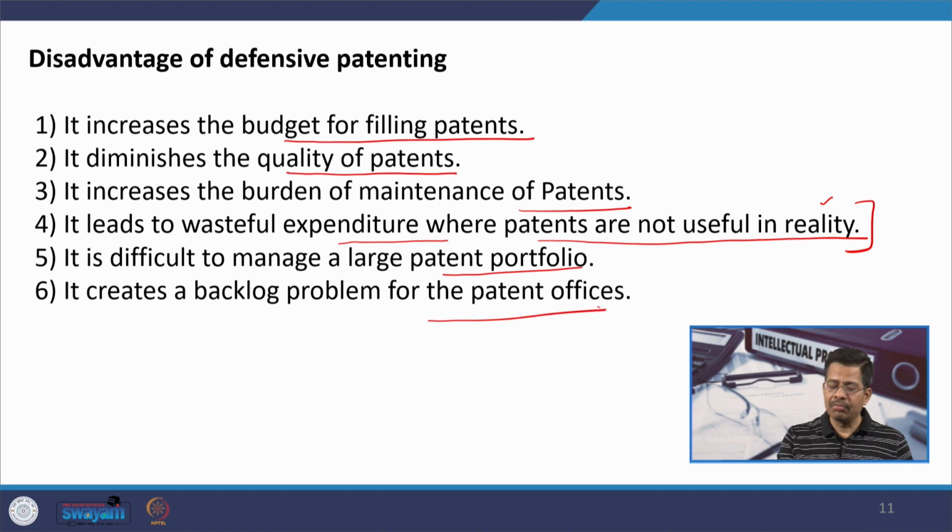And when you are filing more and more defensive patents, it is not a challenge for you only, but it creates a challenge for your country's patent office also, because the number of applications and the backlog start increasing. More applications are coming to the office, and they may not be in a position to process them in a very effective way. So, that is also a challenge in this case.